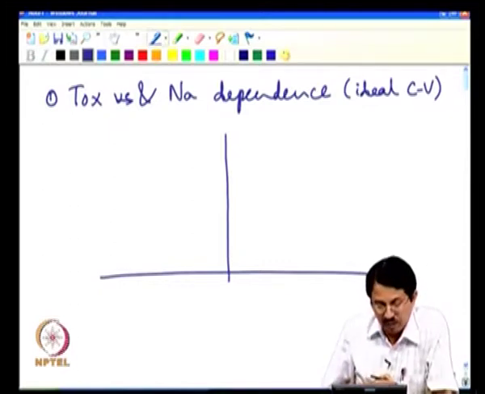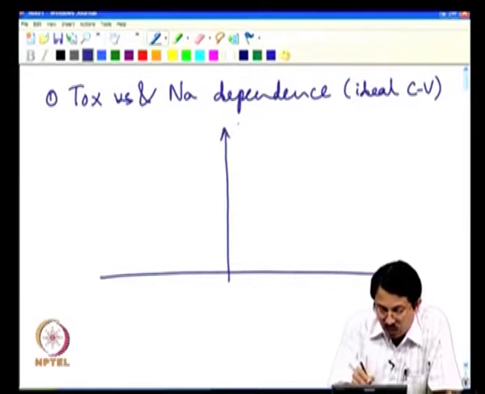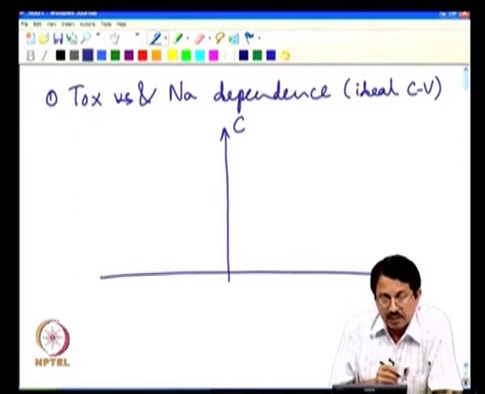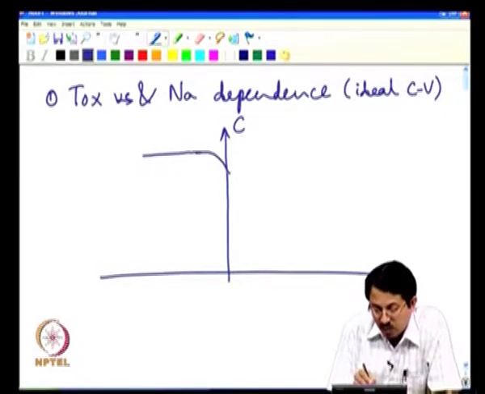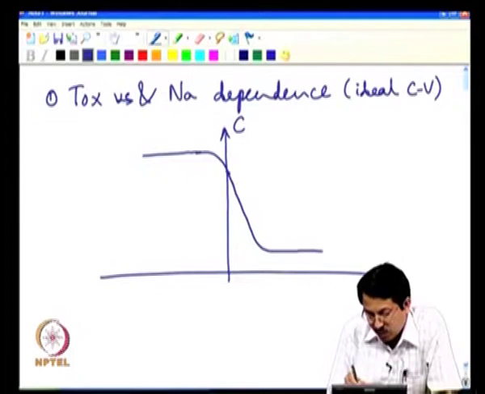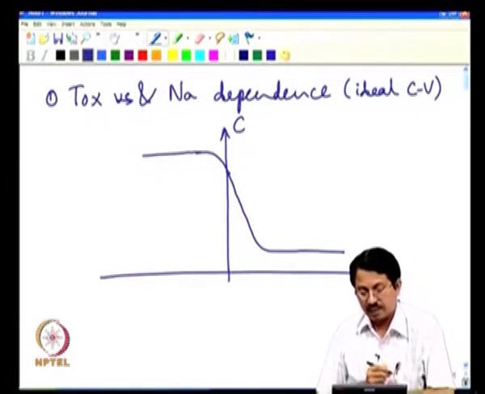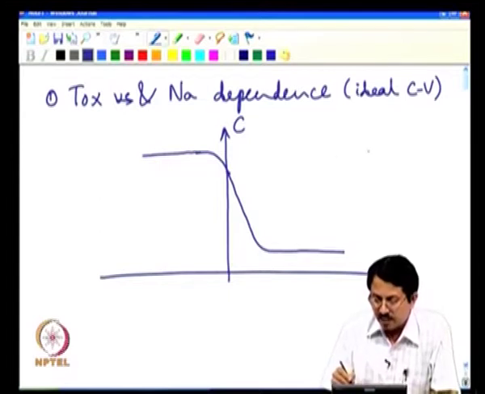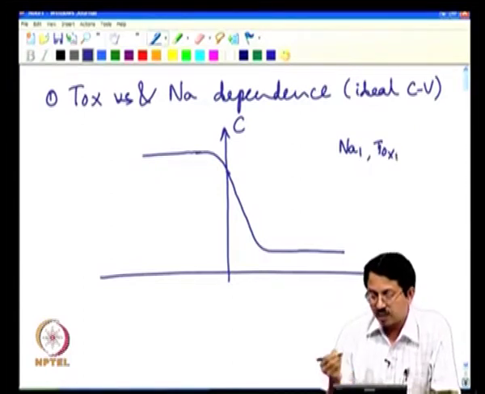It would be similar for low frequency as well. As you recall from our last discussion, if you look at C versus Vg for a p type substrate capacitor, it would look something like this. It has a flat band voltage which is 0. And the capacitance voltage curve will essentially look like this. This is where you reach strong inversion, and after that you have a flat characteristic. Let us say this is the case for a particular doping concentration of Na1 and a particular oxide thickness of TOX1.